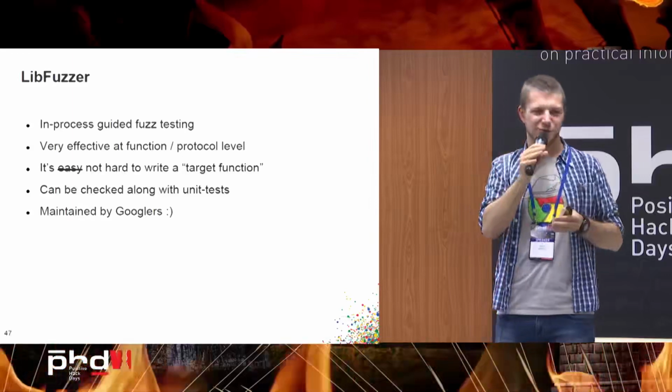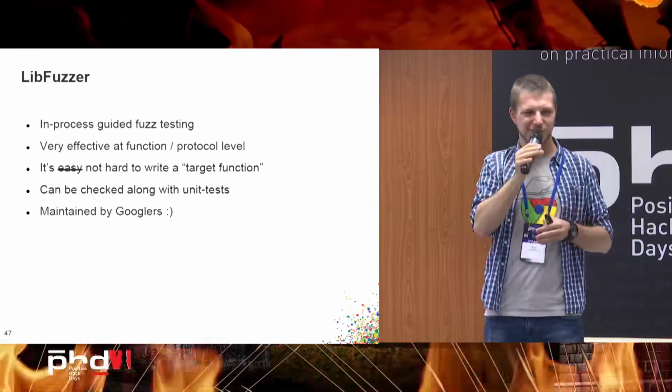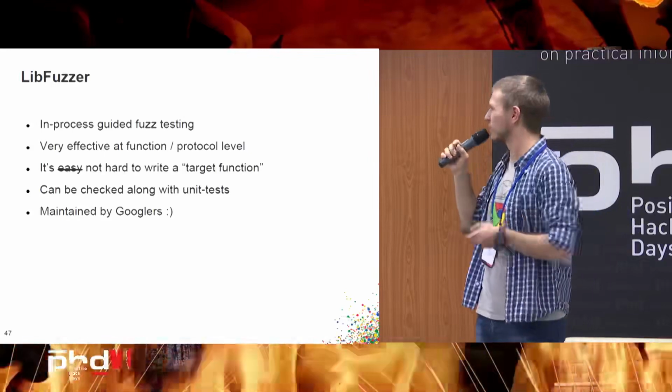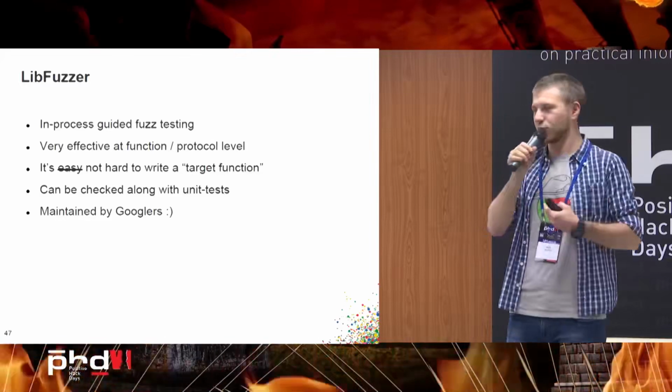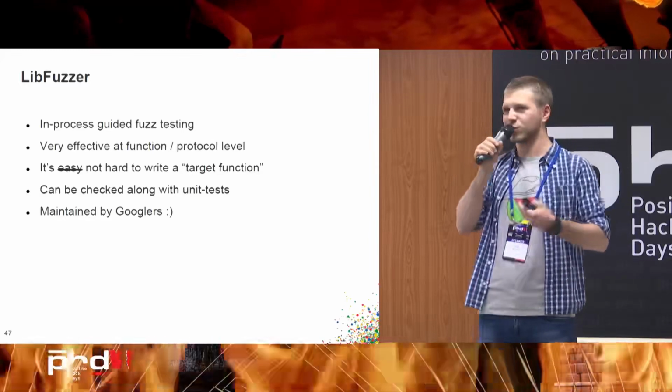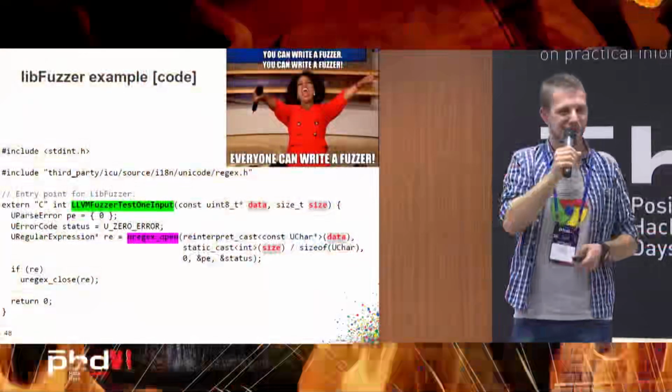So LibFuzzer is a tool, and I used to call fuzzers produced with LibFuzzer LibFuzzers as well, but that created confusion, so we're calling them target functions now. You can actually produce hundreds of these target functions, and you can check them with a unit test pretty much automatically. And LibFuzzer is supported by Googlers, and these are the people who have developed AddressSanitizer. And I think they presented at Zero Nights, which is good for us.